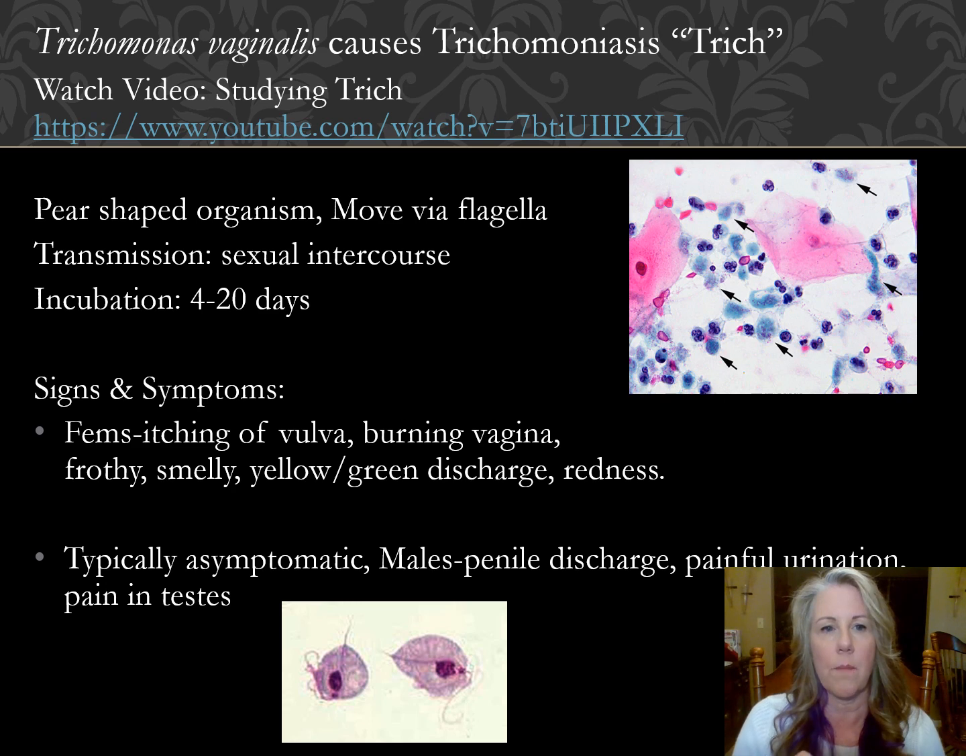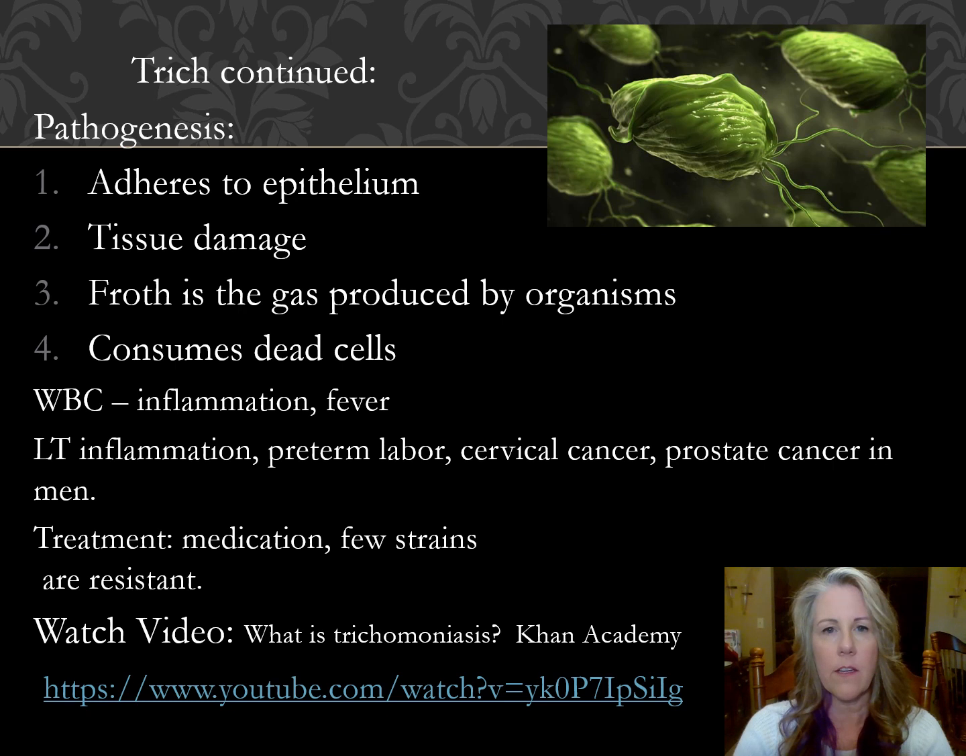We're going to learn even more about Trichomonas vaginalis. Okay, a little more about Trichomonas vaginalis. We're going to talk about the pathogenesis a little bit and what this organism does. So this organism will adhere to the epithelium inside the vagina or inside the urethra. And it's the vagina for females and usually the urethra for the males. And it's going to cause tissue damage because of that adhesion to those cells.